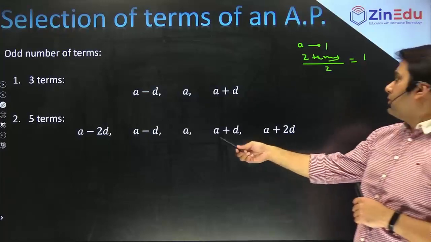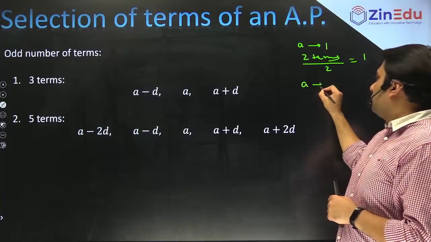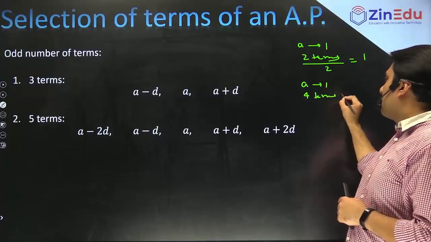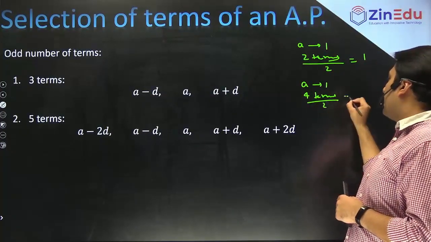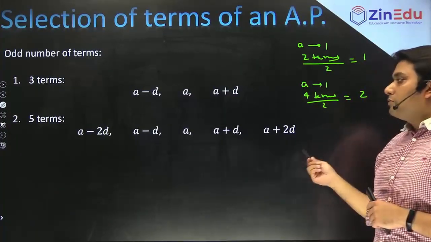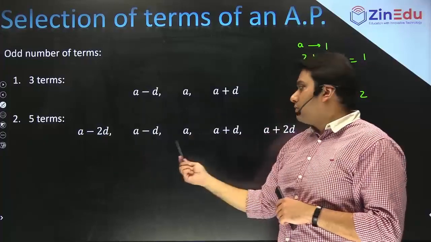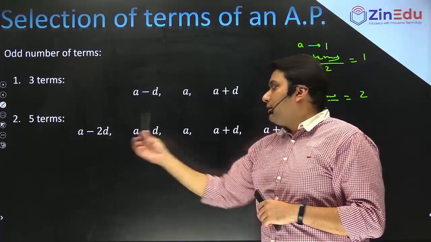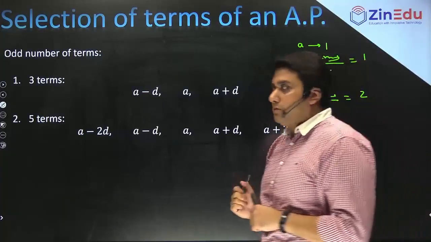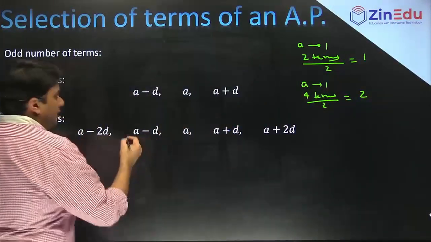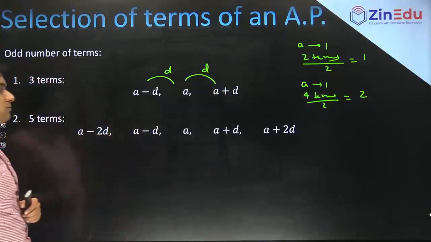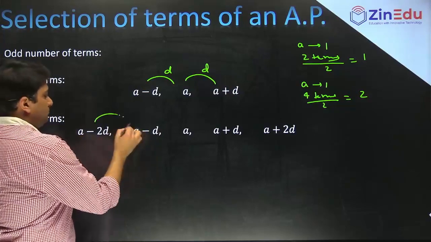For 5 terms, what we need to do is, a would be the one term, and now we are left with 4 terms. 4 terms have to be divided by 2, so we'll be left with 2 terms. That means after a there will be 2 terms, before a there will be 2 terms. So that means a minus 2d, a minus d, a, a plus d, a plus 2d. So what we need to check is, in case of odd number of terms, the common difference between two terms has to be d.